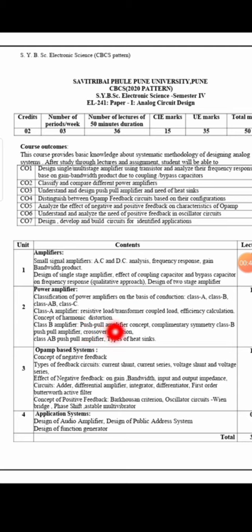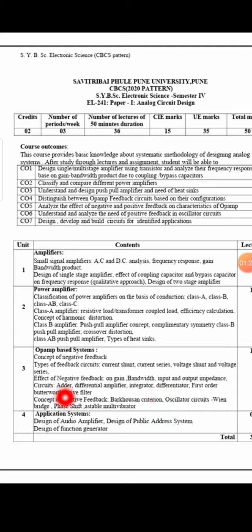In class B amplifier we are going to study push-pull amplifier concept, complementary system, class B push-pull amplifier, crossover distortion, class AB push-pull amplifier types and heat sinks. In chapter 3 we are going to study op-amp based systems. Op-amp means operational amplifier. So here we are going to study the concept of negative feedback, then types of feedback circuits, current shunt, current series, voltage shunt and voltage series.